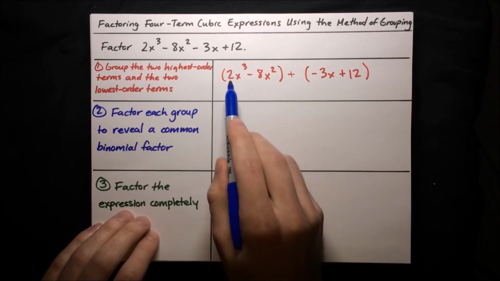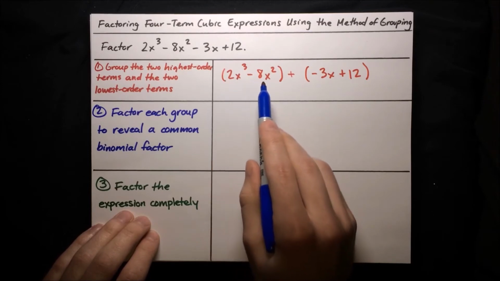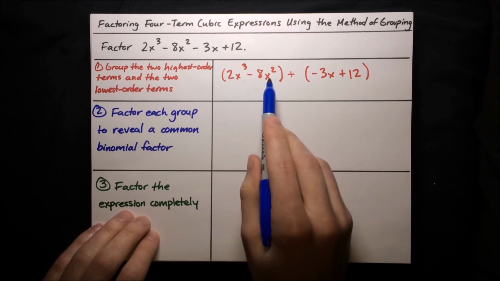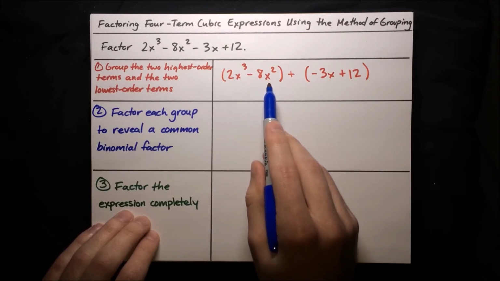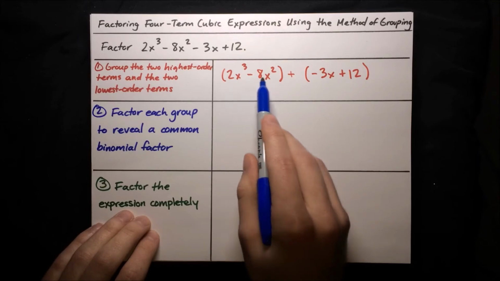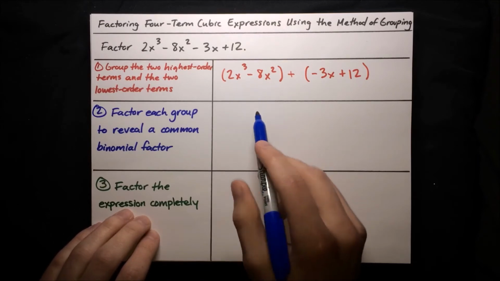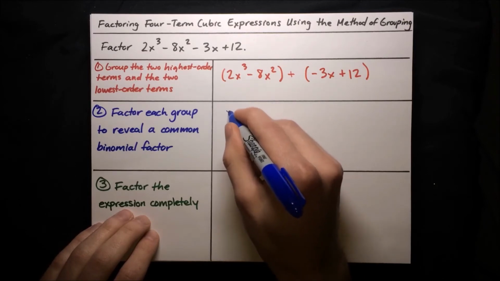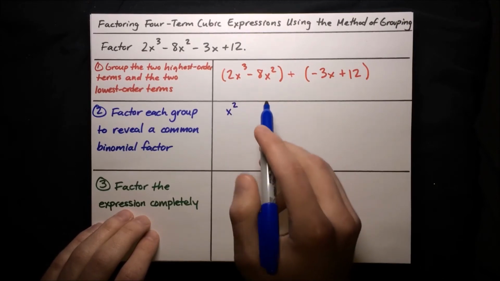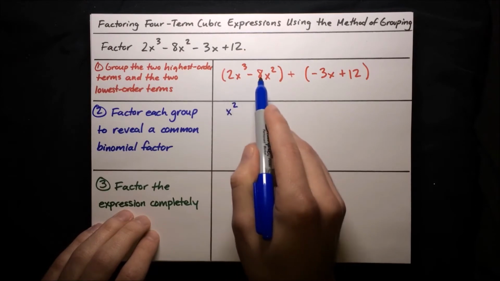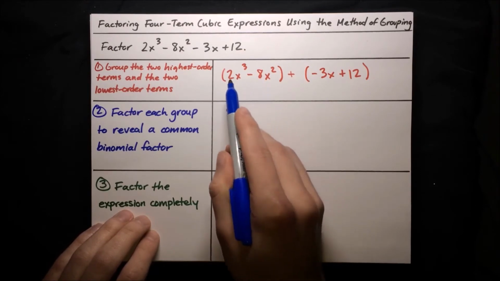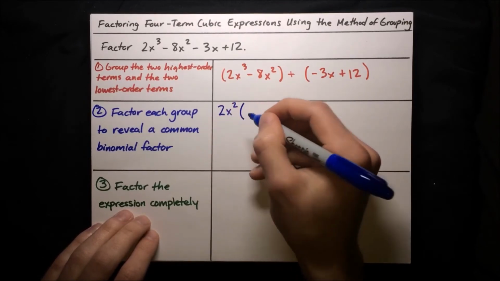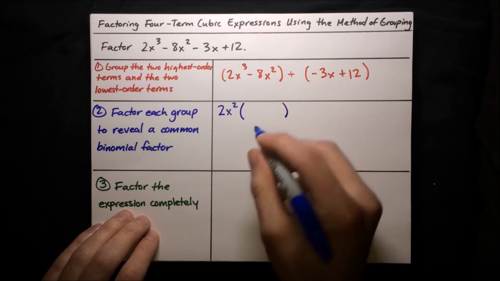So looking at this left group, first, 2x cubed minus 8x squared. Do we see anything that is common to each of these terms? Any common factors here? They both have x squared like last time. So we can factor out an x squared. Is there anything else that we can factor? Now they have coefficients, and both coefficients are even, which means they're both divisible by 2, so we can factor out a 2 also.